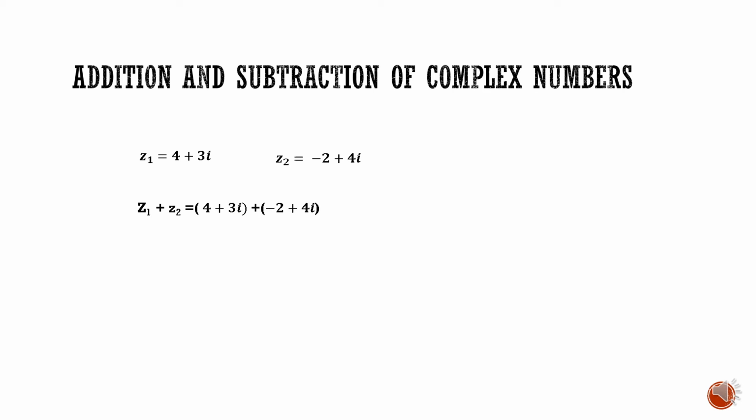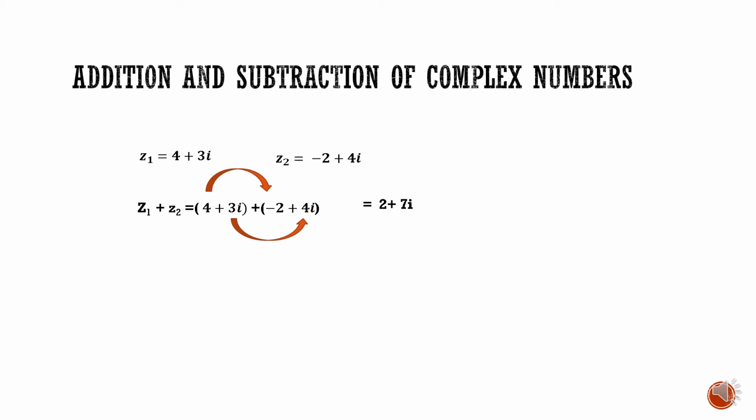So z1 plus z2 will be equal to 4 plus 3i plus minus 2 plus 4i. Here the important point to be noted is this. Whenever we add two complex numbers, we have to add only real part with real part and imaginary part with imaginary part. That is very, very important to remember while adding or subtracting complex numbers. So here your answer will be 4 minus 2, that is 2, and 3i plus 4i, that is equal to 7i. So here we have added real part with real part and imaginary part with imaginary part.